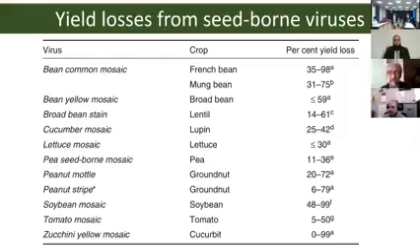And also you can see that many seed-transmitted viruses cause very high yield losses. You can see for bean common mosaic it is almost 100%. Bean yellow mosaic is 60%. Broad bean stain is between 14 and 61. CMV in lupin is 25 to 42%, and so on.